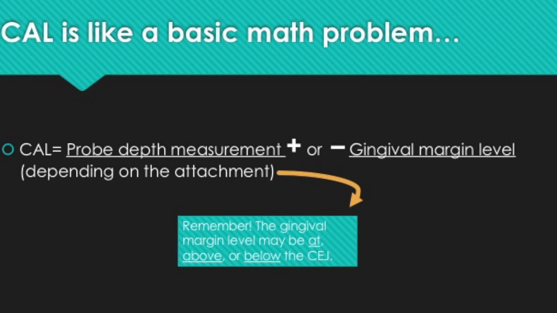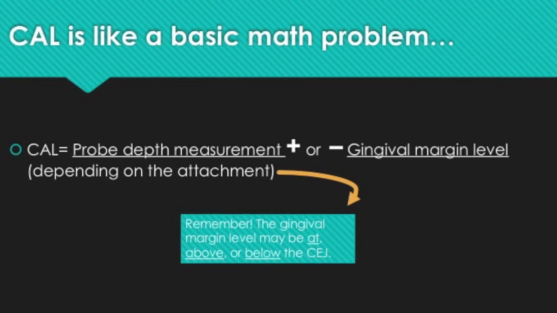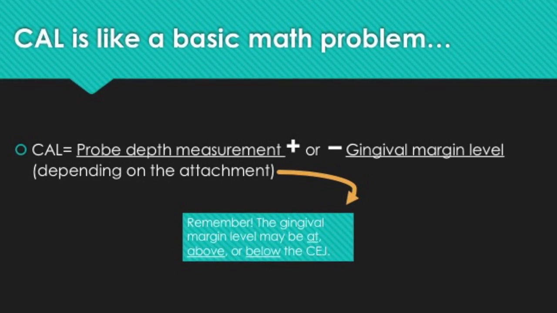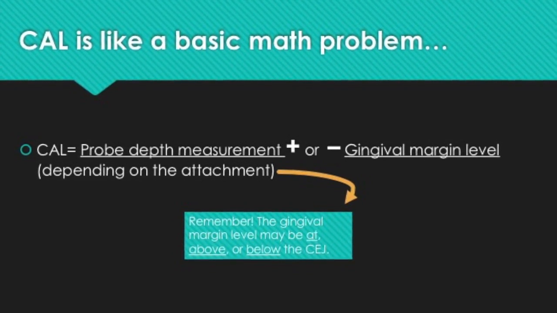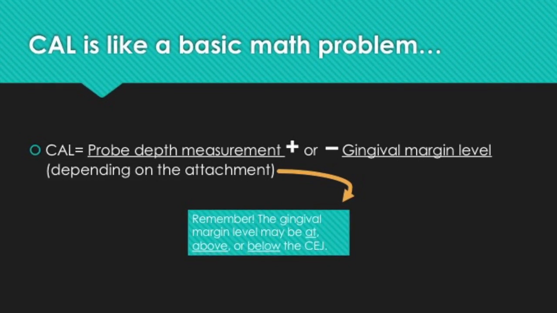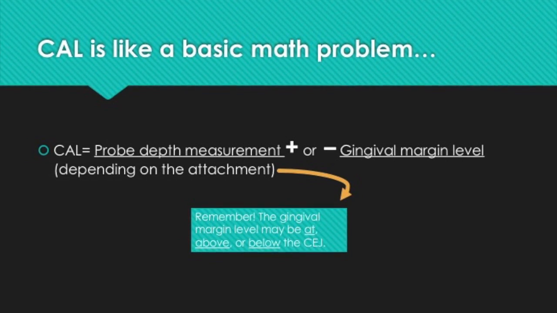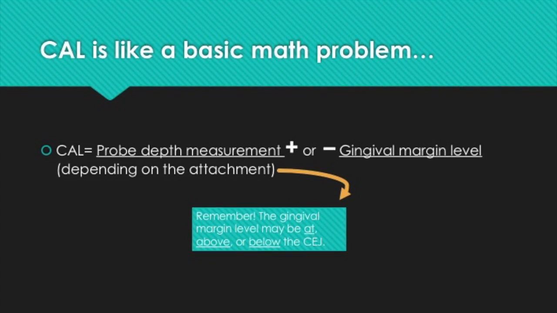CAL is like a basic math problem. It's actually quite simple. CAL equals probe depth measurement plus or minus gingival margin level. And I say plus or minus because it depends on the level of attachment. Remember, the gingival margin level may be at, above, or below the CEJ.